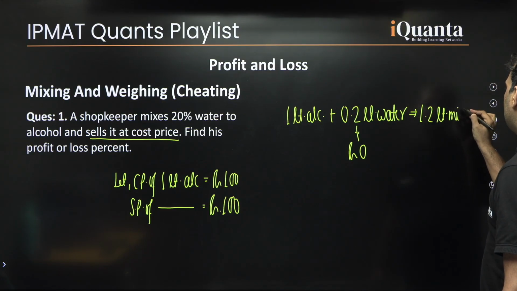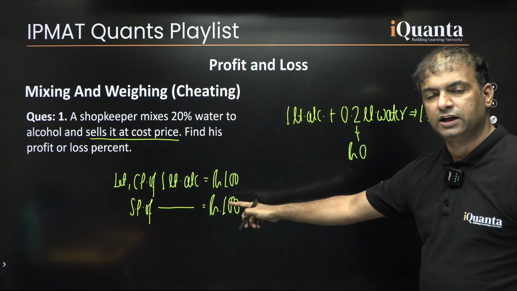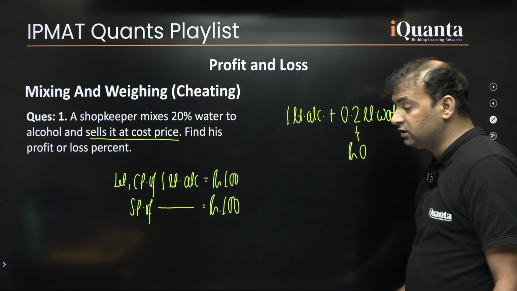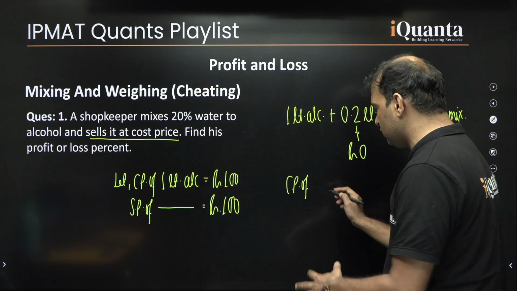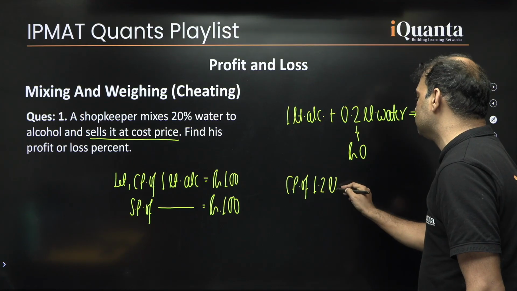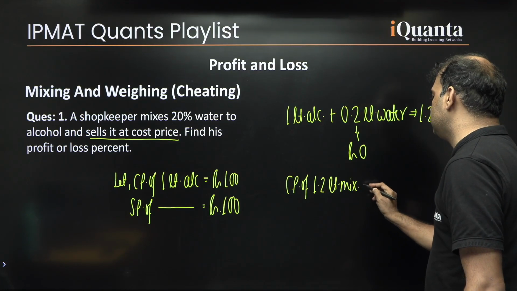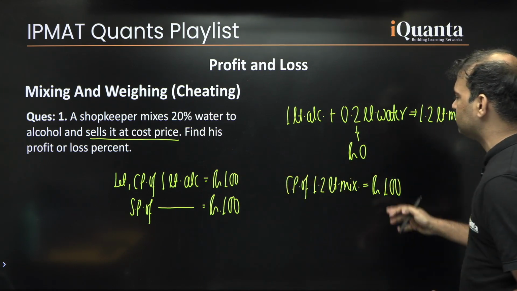And what will be the cost of this? The cost will come only from the cost of alcohol, right? And the cost of alcohol is ₹100 per liter. So the cost price of the 1.2 liter mixture has to be ₹100, only because of the alcohol, because water's cost is 0.